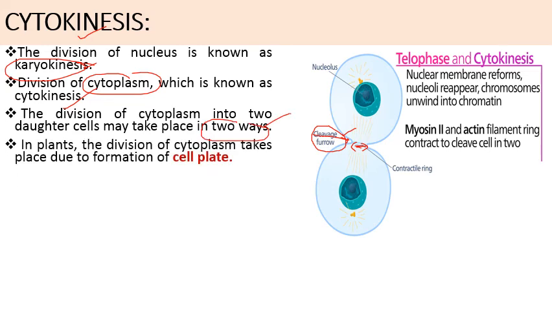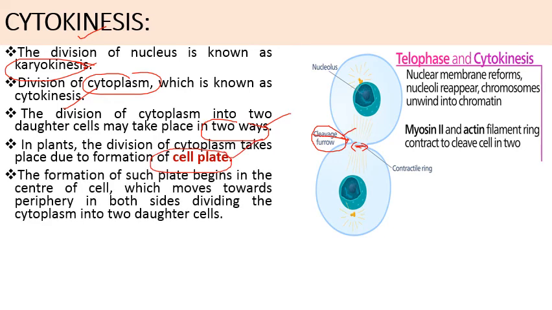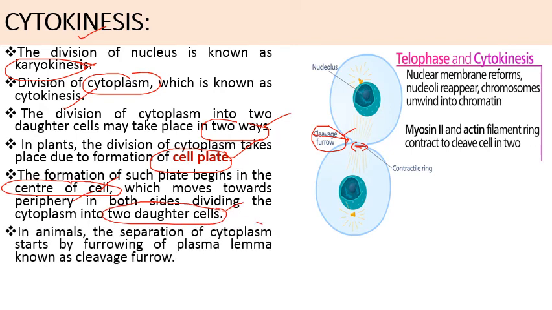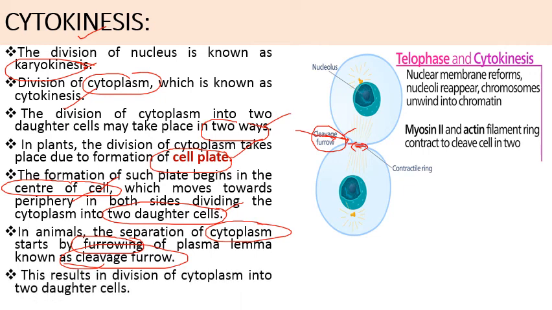In plants, the division of cytoplasm takes place due to the formation of the cell plate that I have already discussed, where the formation of this plate begins at the center. So ये start होता है center से, which moves towards the periphery on both sides, dividing the cytoplasm into two daughter cells. While in case of animal cells, the separation of cytoplasm starts by the furrowing of plasmalemma or plasma membrane, which is known as cleavage furrow. ये start होता है outer side से towards the center and delimits the cell and separates the two daughter cells. This results in division of cytoplasm into two daughter cells.